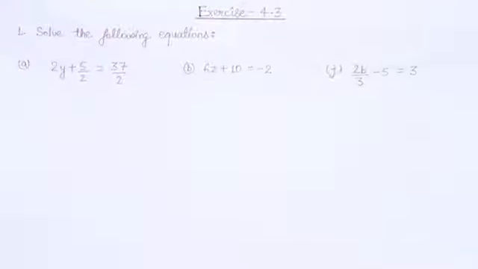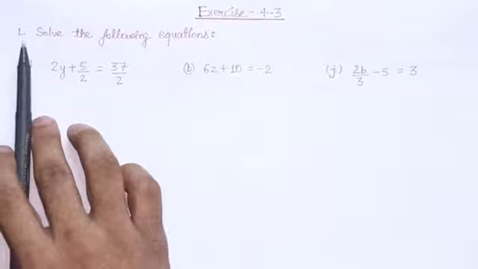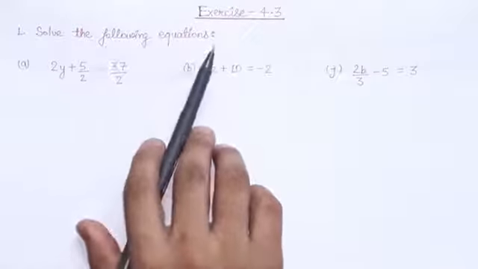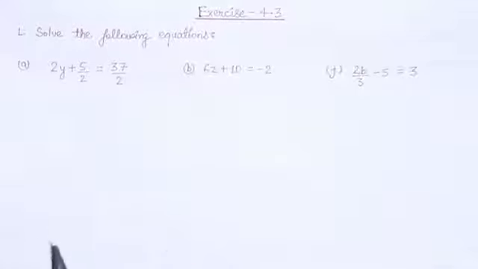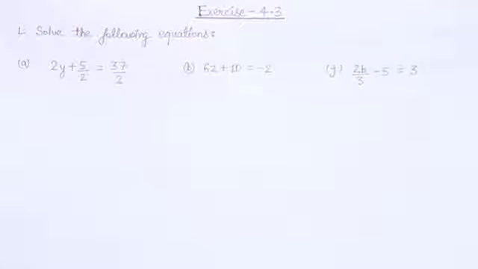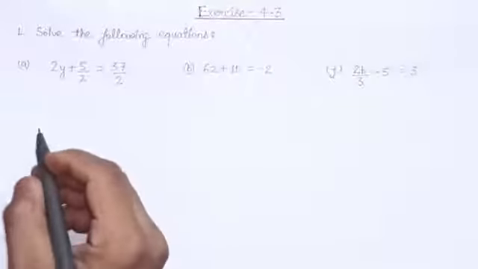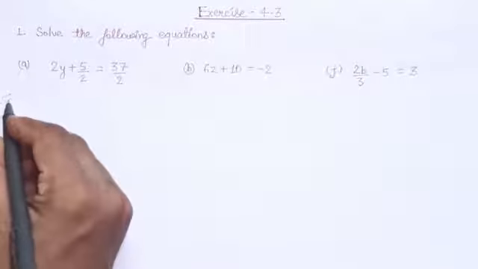So proceeding in the same way, we will try to solve exercise 4.3. So let us start with the first question. Our first question is: solve the following equations, and we have the following parts A, B and C. So let us try to solve each of these parts one by one. Solution.